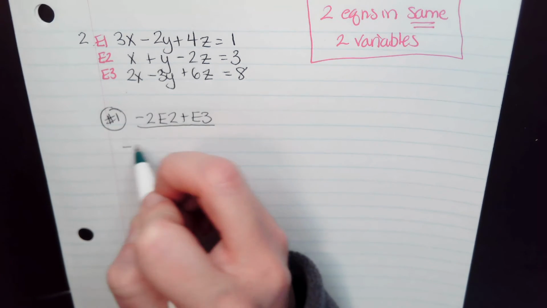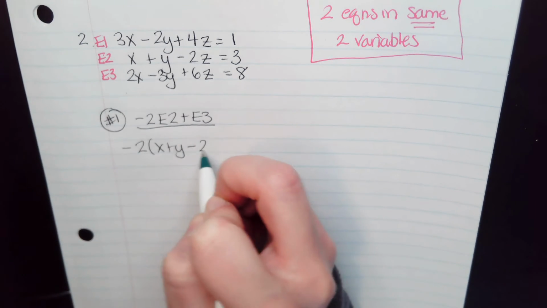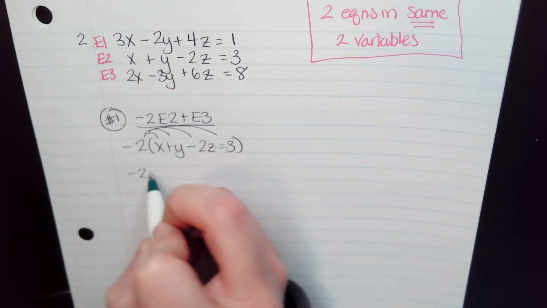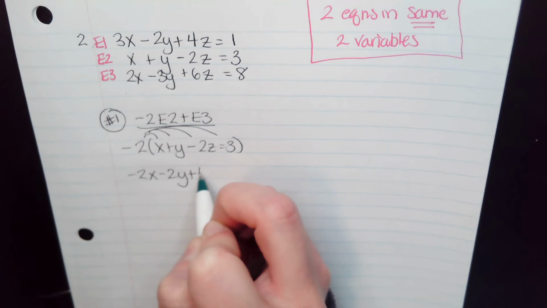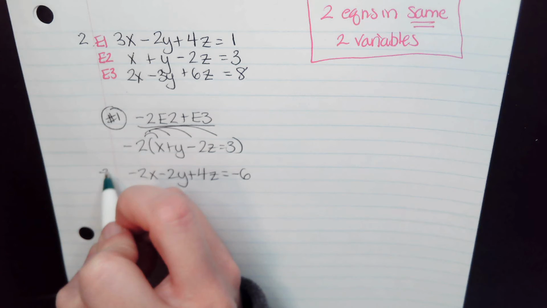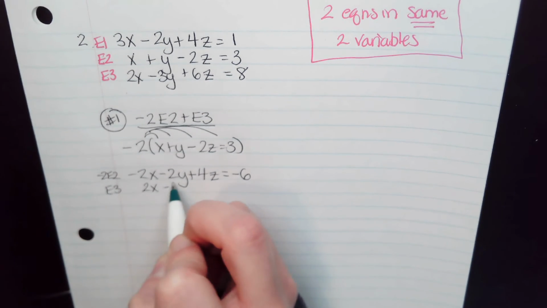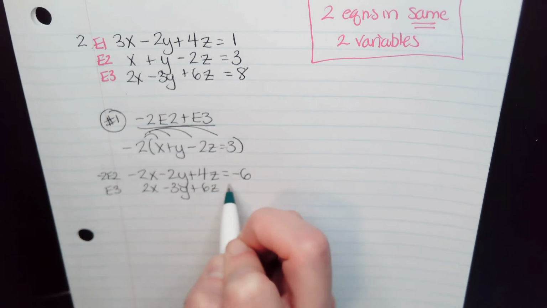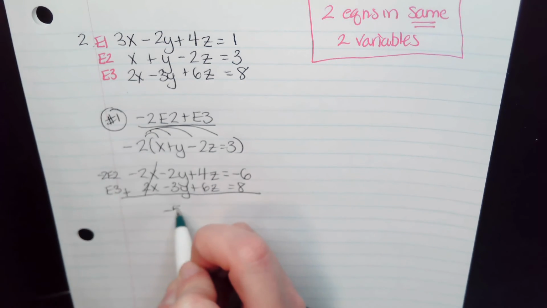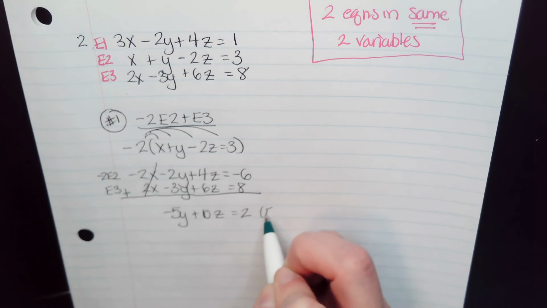And I'm going to just show out my work here. So -2 times equation 2. So I'll write equation 2 out. And then I need to distribute that -2 to everything, giving me -2x minus 2y plus 4z equals -6. So that's -2 times E2. And then I'll write E3 underneath. So 2x minus 3y plus 6z equals 8. Always adding the equations together. So we get -5y plus 10z equals 2.